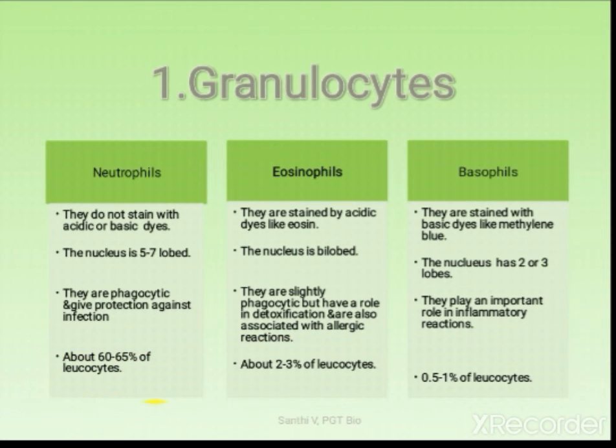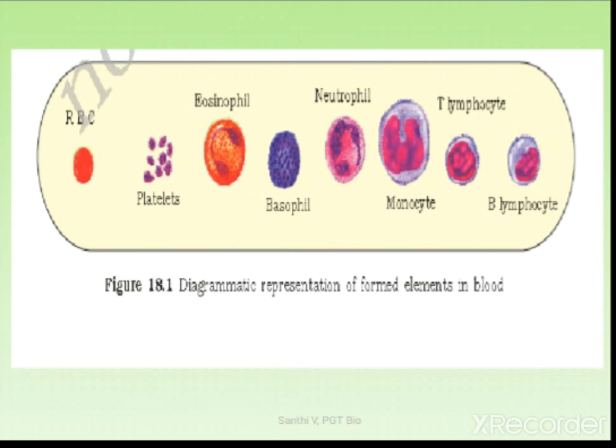When you see the amount of neutrophils present, 60 to 65% of the leukocytes are contributed by the neutrophils. Eosinophils are 2 to 3% of leukocytes. Basophils are 0.5 to 1% of leukocytes. So this is a diagram of the different types of leukocytes. Here it is RBC and this is platelet, and these are the different types of WBC: eosinophil, basophil, neutrophil, monocyte, lymphocyte, T lymphocyte and B lymphocyte.